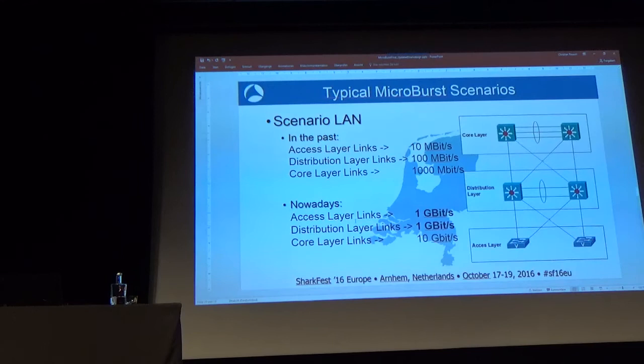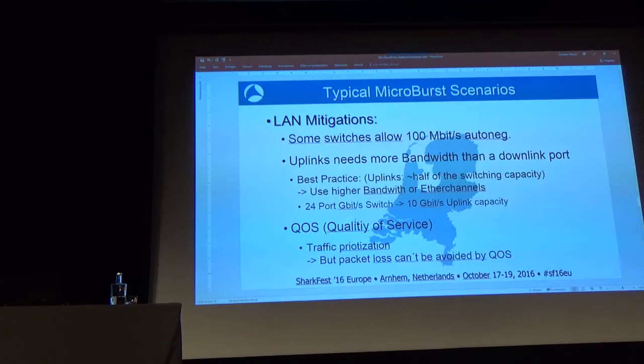So I go back to the mitigations. Yeah. Some switch manufacturers, I know it from HP, allow 100 megabit auto negotiation configuration on a port. Yeah. Cisco does not. Cisco just says auto neg yes or no. Yeah. But HP has it this way. I haven't tested it really, but it should work with every device.